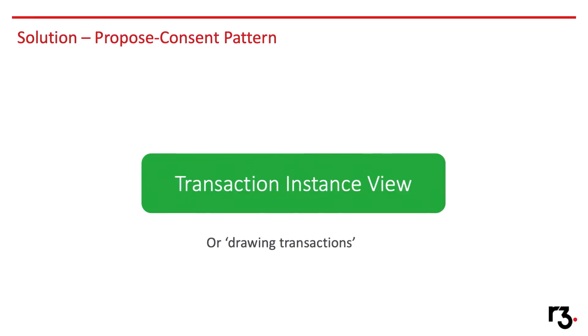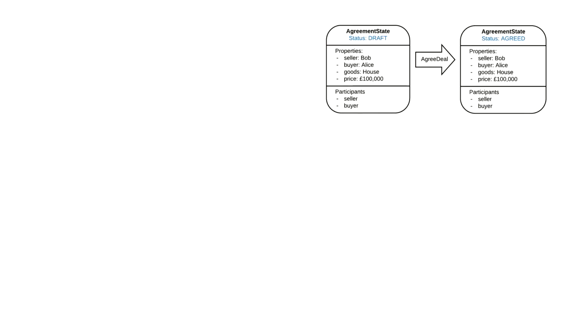In fact, I'll give you a little bit more detail on that. I'm going to use a different view. If that was a state machine view, this is the transaction instance view, which is basically just drawing a picture of a transaction. This is quite an obvious one. The pattern we're looking at is trying to work on this agree deal transition from draft to agreed. So it's the same thing we're just looking at.